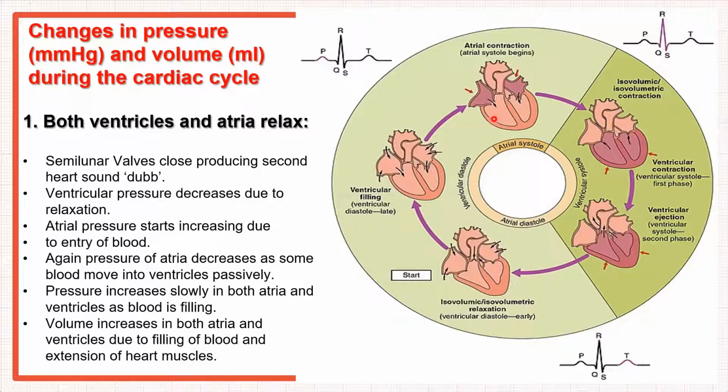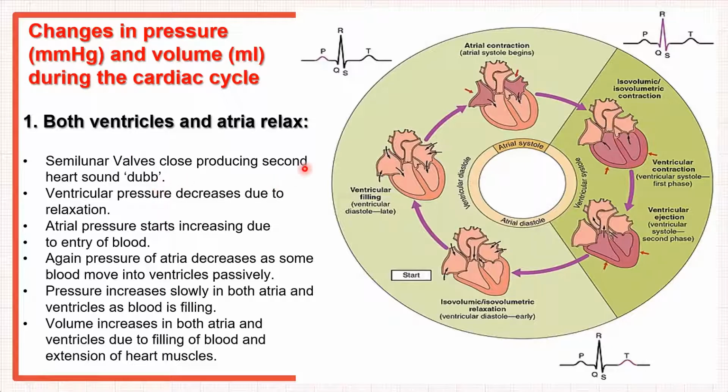So at this stage, what is happening? These semilunar valves are kept closed. Both the aortic and the pulmonary valves are kept closed at this time. And as they close, they produce a sound which is known as dub, right? We actually refer to the heart sounds as lub dub.